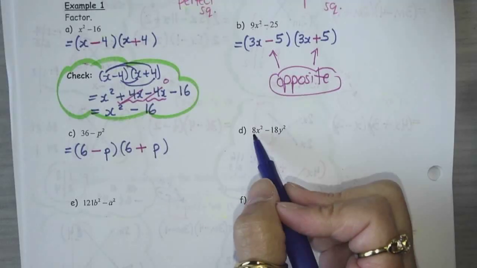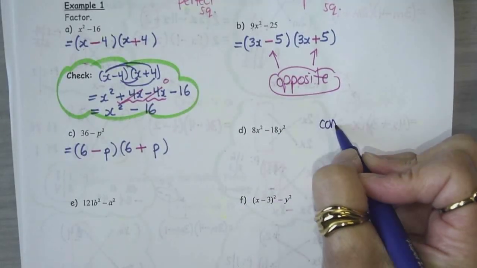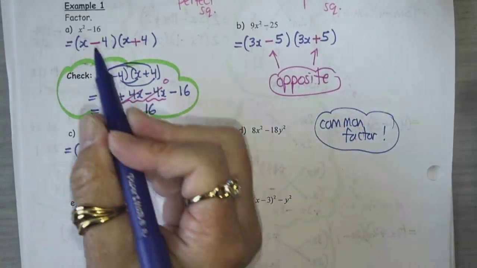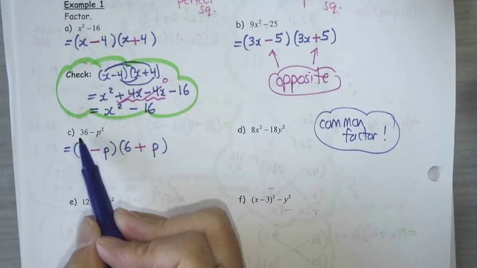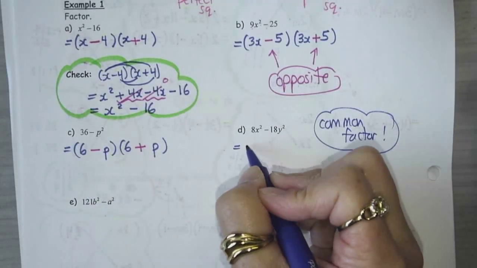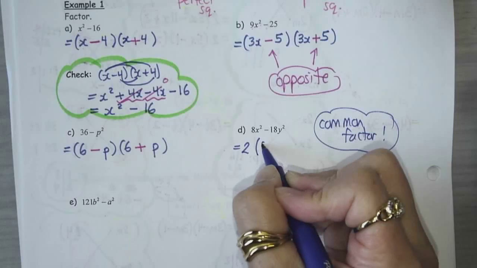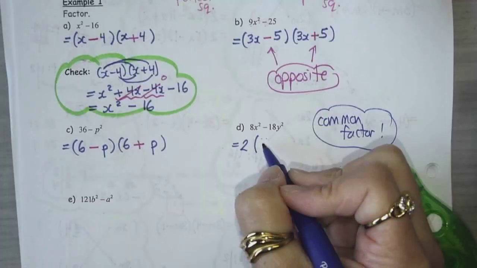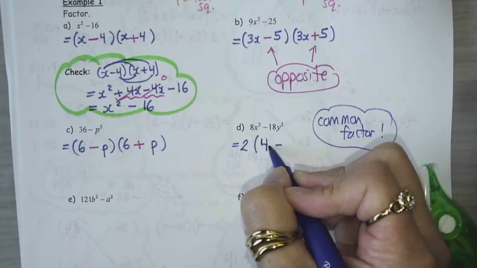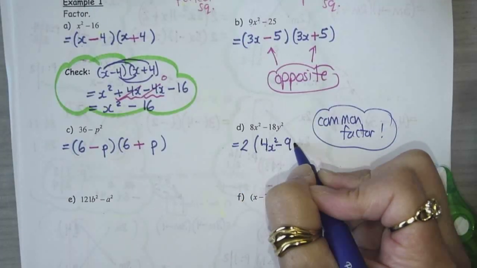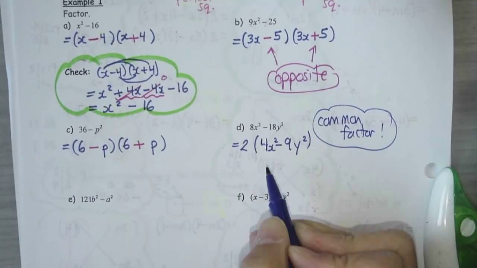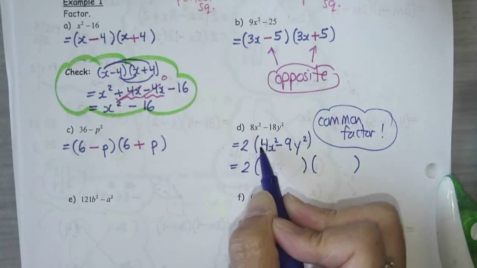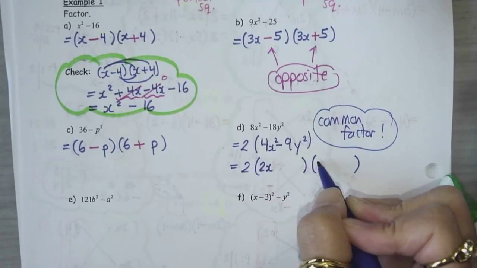This one you go, oh no, it's not perfect, but what you should always do first is common factor. Before you start any type of factoring, how come I didn't do it here? There wasn't any. But here I can definitely see a 2. So you write down 2 times, 4 from the 8, 4x squared minus 9y squared. I took out 2 from both, and look, that's a perfect square. Perfect square means it can be broken up. 4x squared is 2x, 2x.